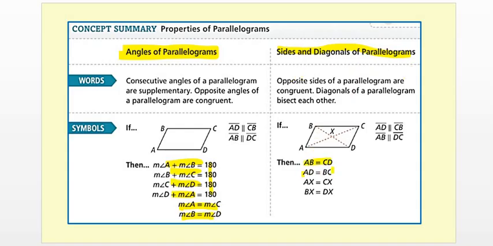The opposite sides are congruent. And what about the diagonals? Both the diagonals bisect each other such that BX becomes equal to XD and AX becomes equal to XC. Right? Now let's solve some questions from the lesson.